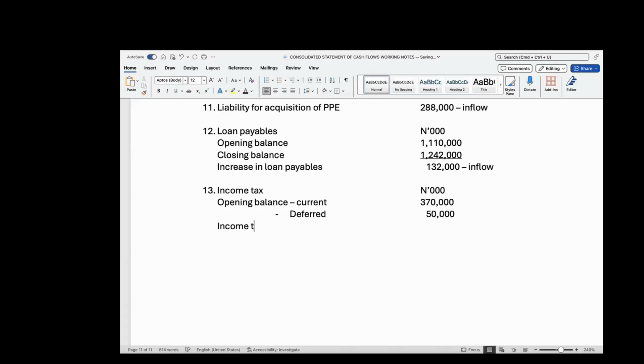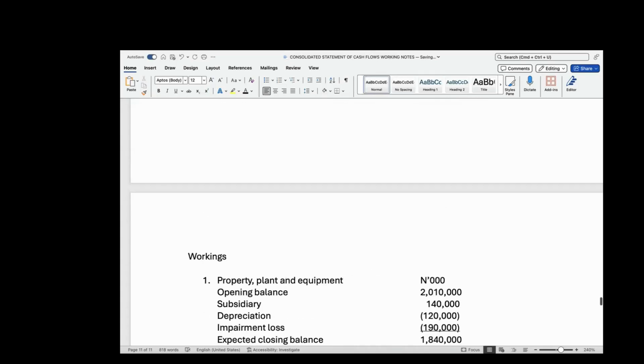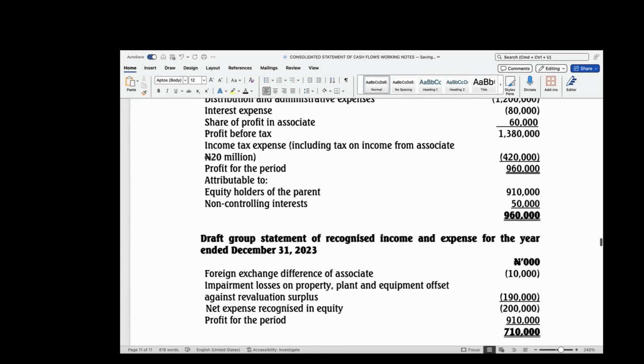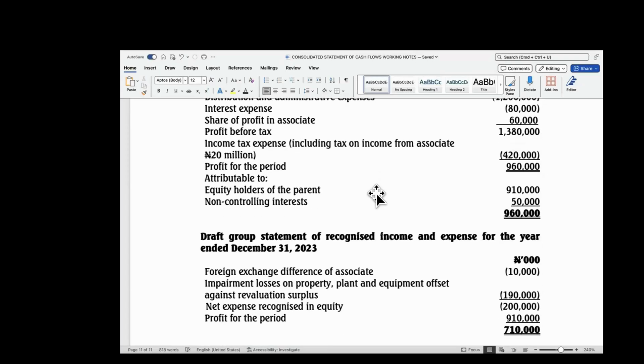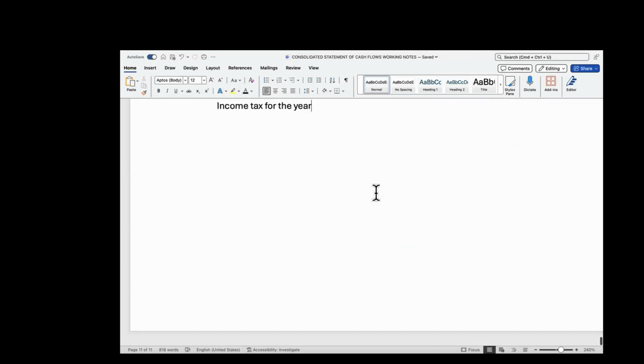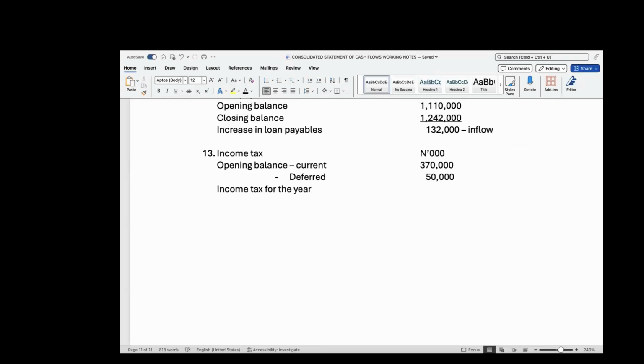Then my income tax for the year. What's my income tax for the year? Go to my P&L. My income tax for the year is 420, but I need to exclude that of associates because that has been attributed to investments in associates. If you remember, we already deducted it from investments in associates. So 420 minus 20. And there was no other tax again.